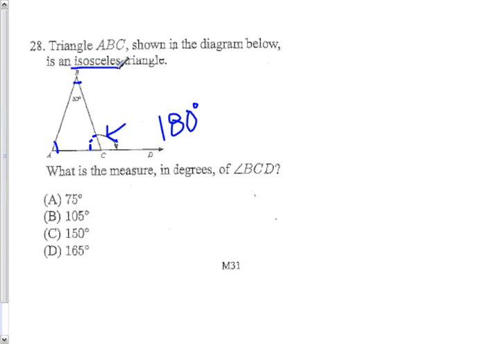Now, underline isosceles triangle. By definition, an isosceles triangle has two sides that are congruent or equal to each other. Therefore, it has two angles that are congruent or equal to each other.